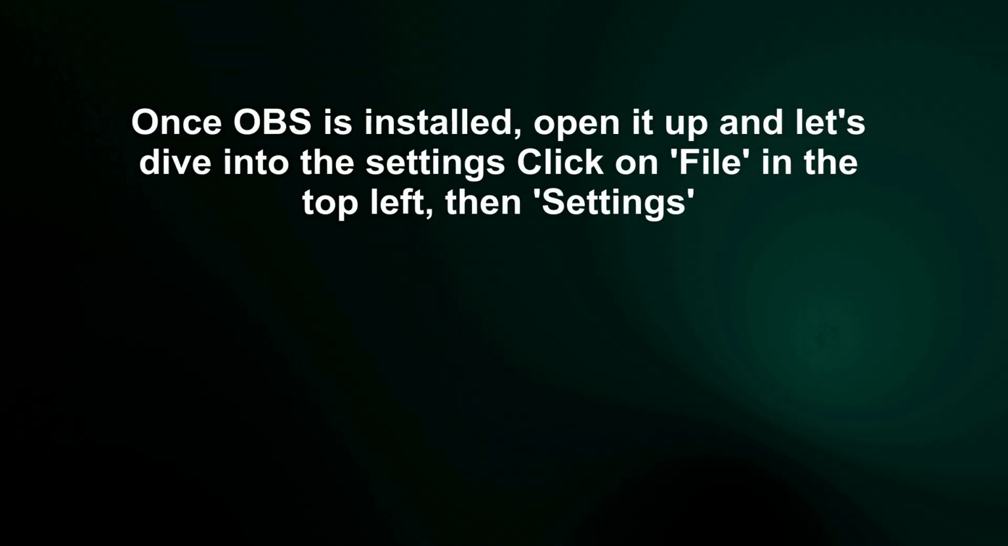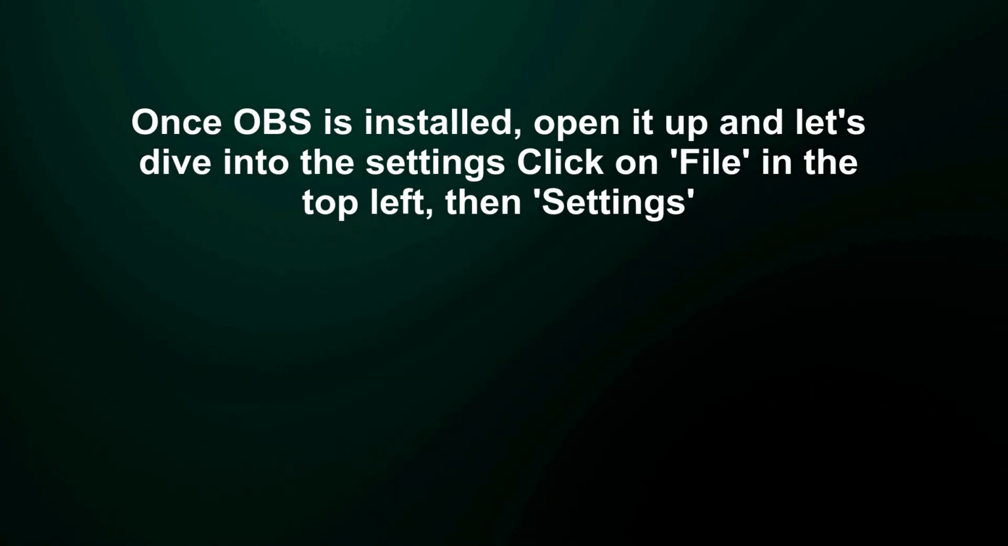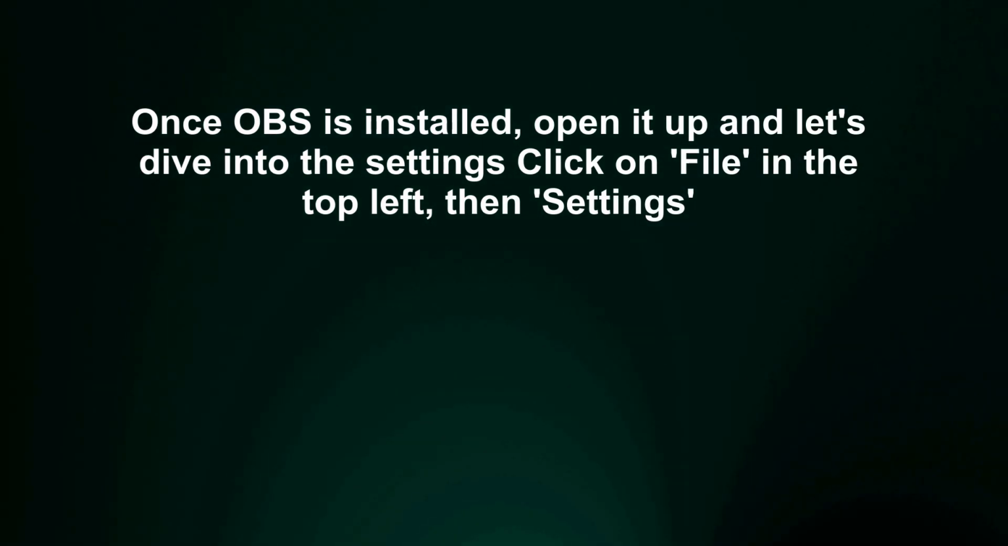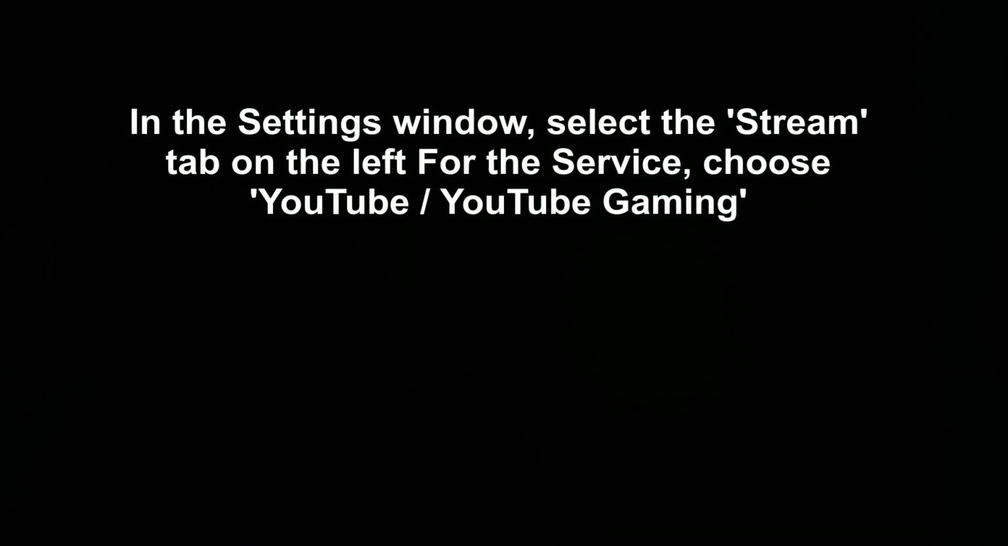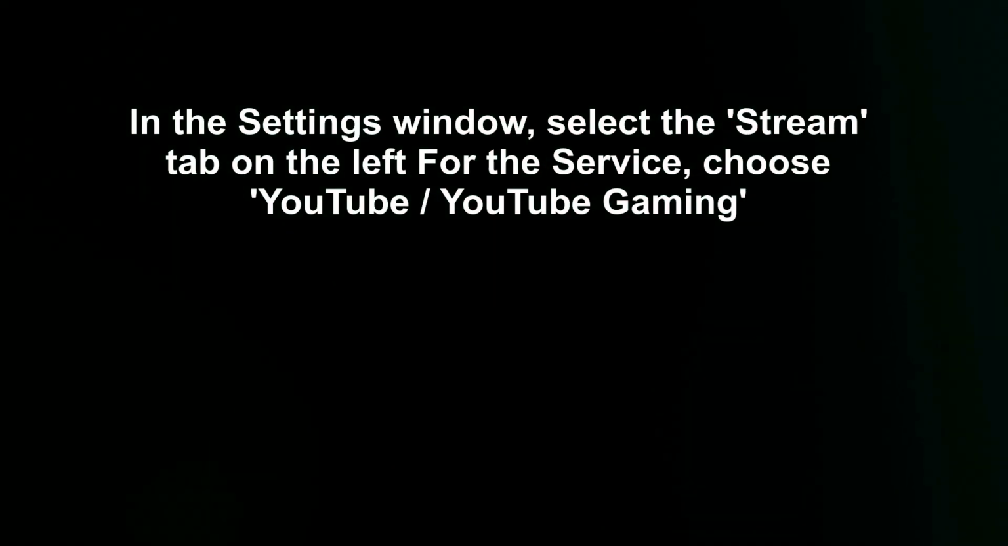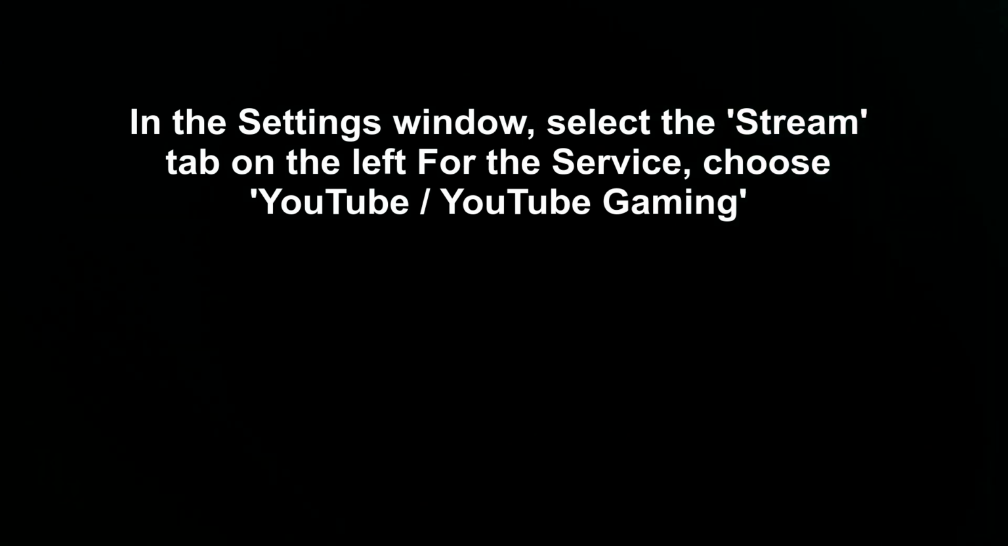Once OBS is installed, open it up and let's dive into the settings. Click on File in the top left, then Settings. In the Settings window, select the Stream tab on the left. For the service, choose YouTube Gaming.